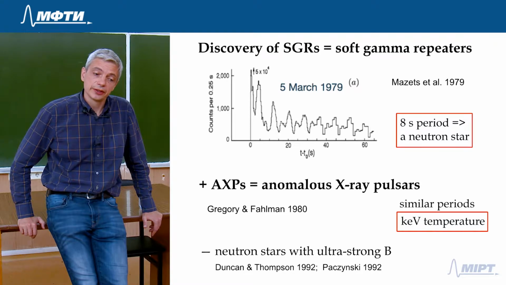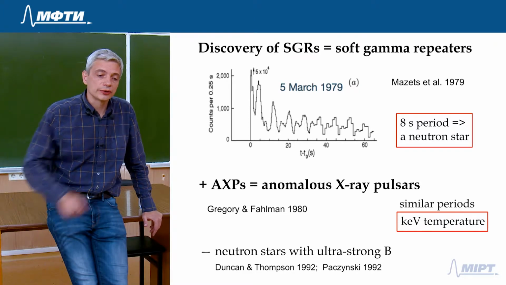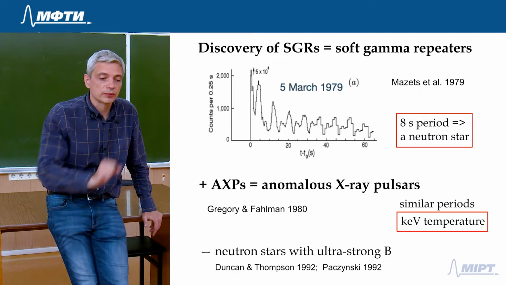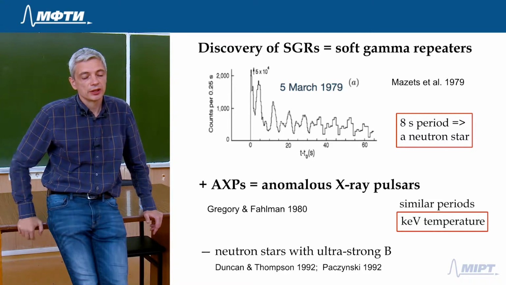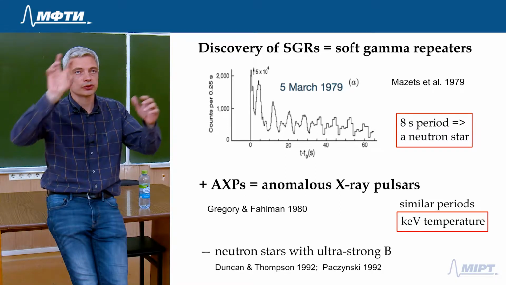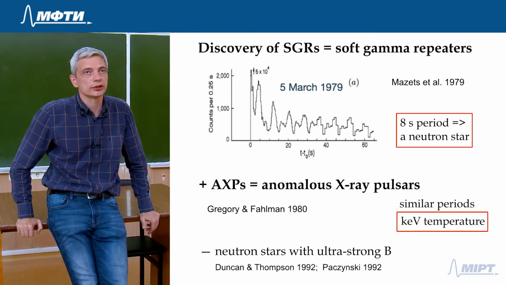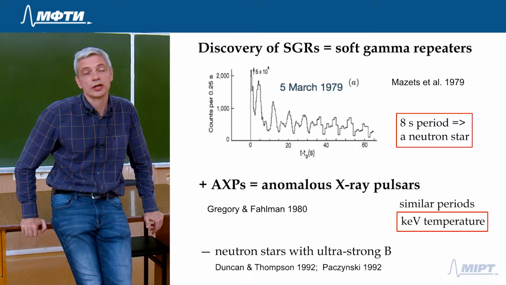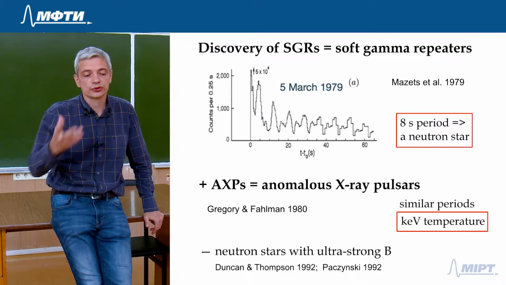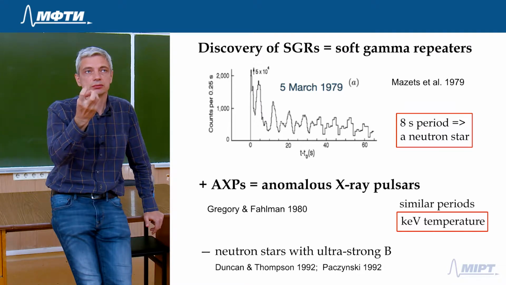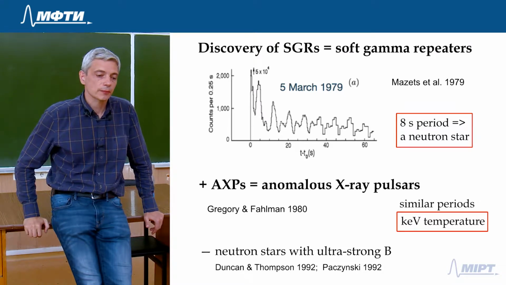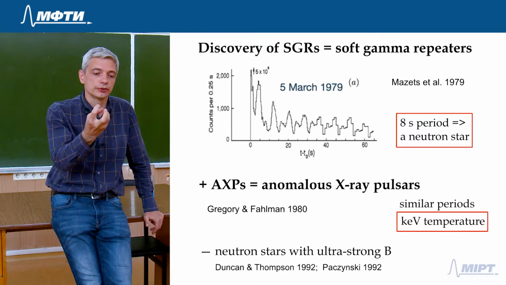And by the way, this giant flare, which happened on the 5th of March of 1979, and the accompanying burst, they came from a source associated with a star formation region. So it was clear that it's in the Large Magellanic Cloud, LMC. So it was probably coming from a young stellar population. So a neutron star, which is not very old.